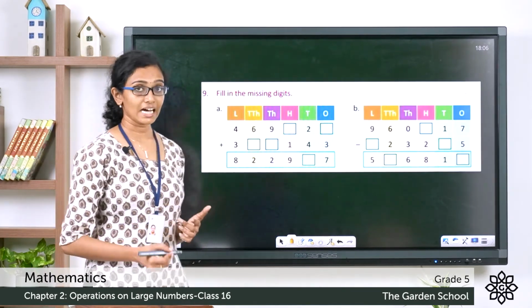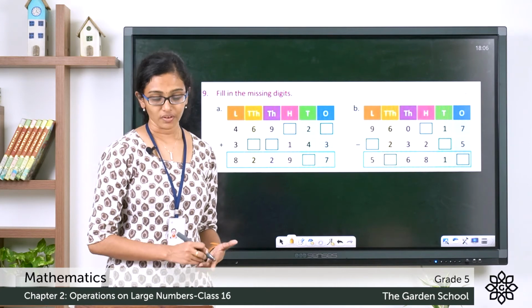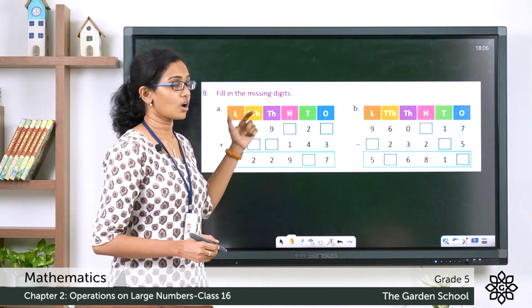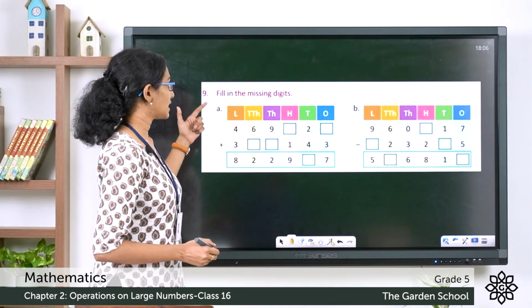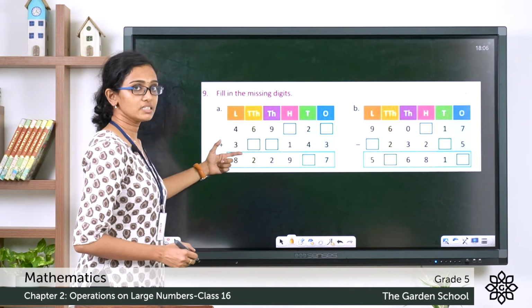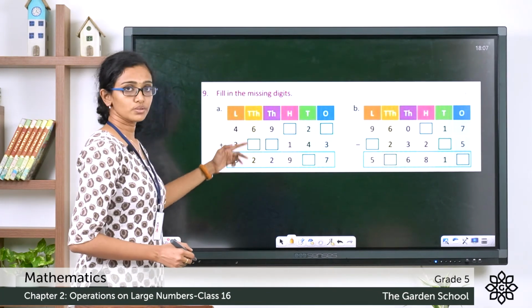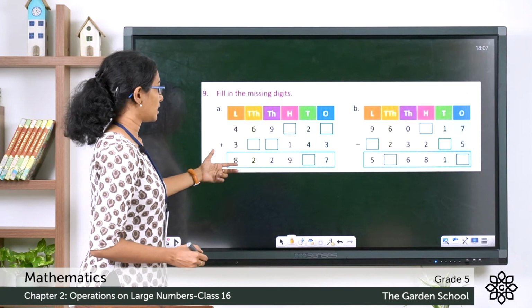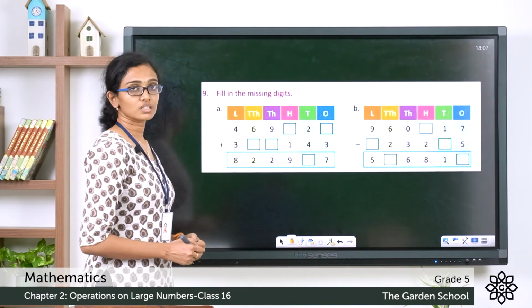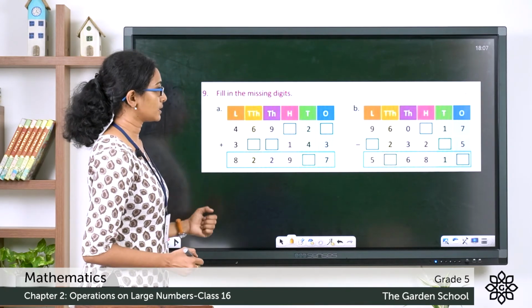Now the last one, question 9, fill in the missing digits. This one you have to think and do on your own. The first question is an addition, the second one is subtraction. Here you have the addends and you have the sum. We can use the property that you can subtract the sum and one of the addends to get the third addend. You can use that property here.